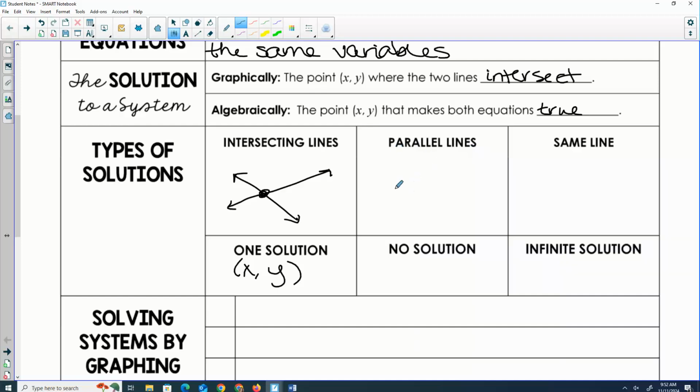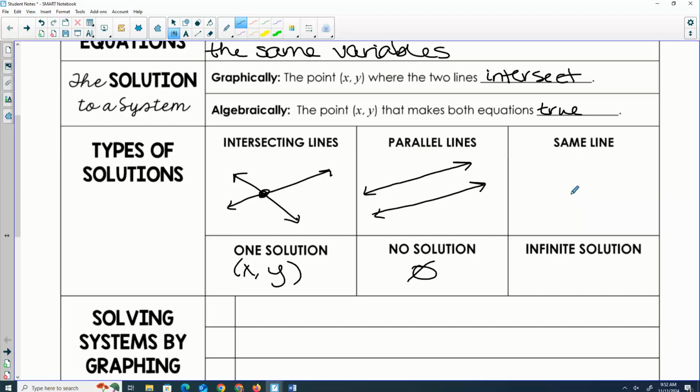We could also have parallel lines. What are parallel lines? They don't intersect and they have the same slope. Right. Two lines with the same slope, which means they never intersect. So in that case, it is no solution. So if they have the same slope, those lines never meet, it's no solution.